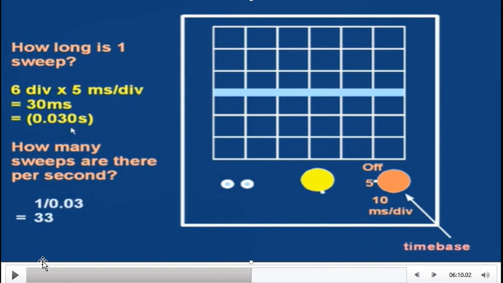Okay, just see what happens. Now the time base is at 5 milliseconds, because mostly 98% of the time we take the time units in milliseconds on the CRO. So this is 5 milliseconds, and if we see the total time in one sweep, from the beginning to the end, how many boxes do we have? 1, 2, 3, 4, 5, and 6. 6 boxes. So 6 times 5 will be 30 milliseconds. What do you need as a unit? Seconds. So what you will do is multiply it by 10 to the power minus 3, or divide by 1000. So it will be 0.03 seconds. Alright, just go ahead.